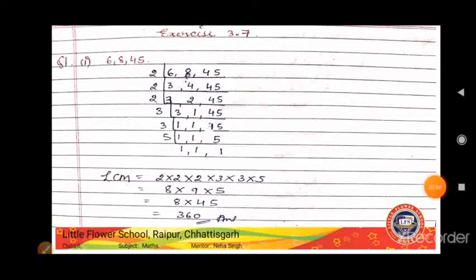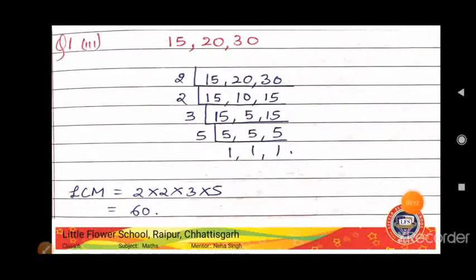Understood? Now moving on to the next question. In this also you need to find the LCM. How can we do this? See, the numbers are 15, 20 and 30. Again we'll repeat the same. We'll divide all the three numbers starting with 2, 3 and then increasing, right? So first 2. 15 is not divisible by 2, right? 20 and 30 will be divided.